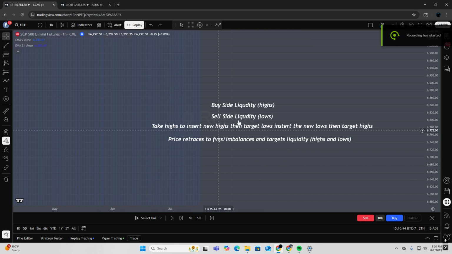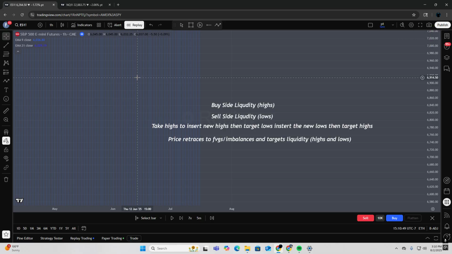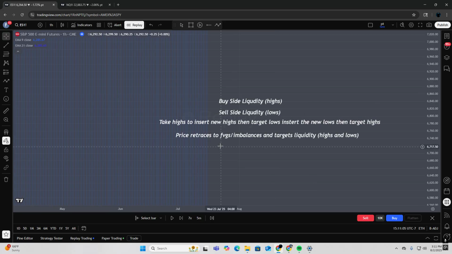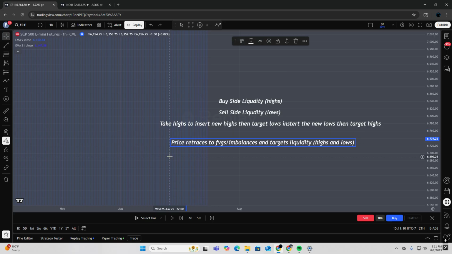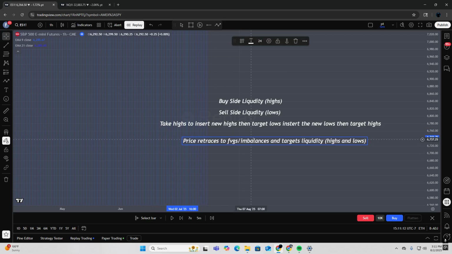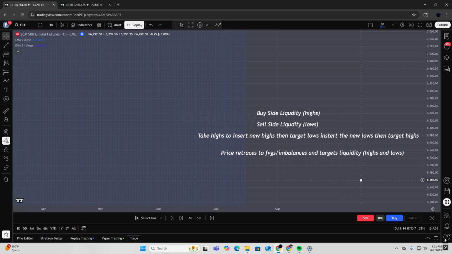Today I'm going to be going over liquidity, and everything about liquidity is literally just your highs and your lows, right? To understand how we use liquidity, it's because that's where price wants to go. Liquidity is just a point of interest, right? When we take highs, we insert the new highs, then target lows, insert the new lows, then target highs. That's one thing you have to keep in mind because that's how price moves, right? And then price retraces to fair value gaps slash imbalances and targets liquidity, which are your highs and lows.